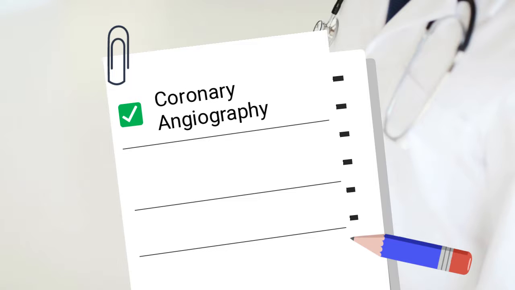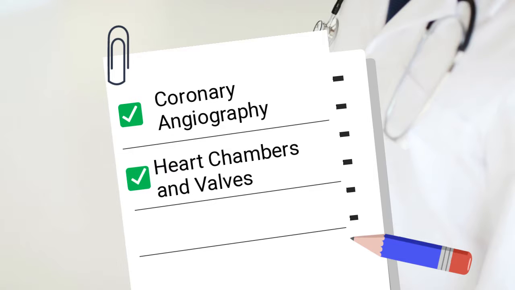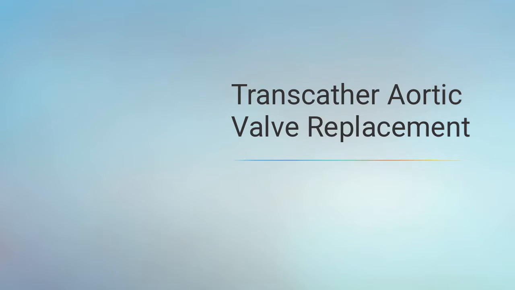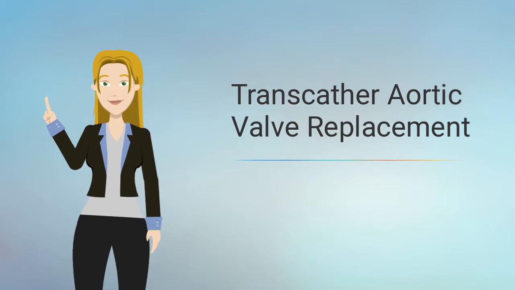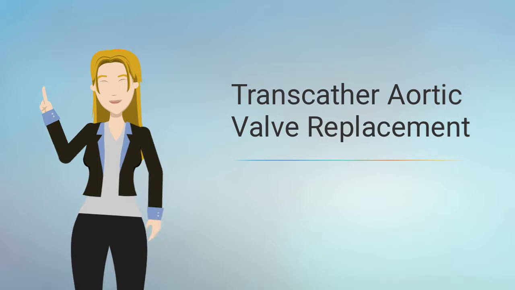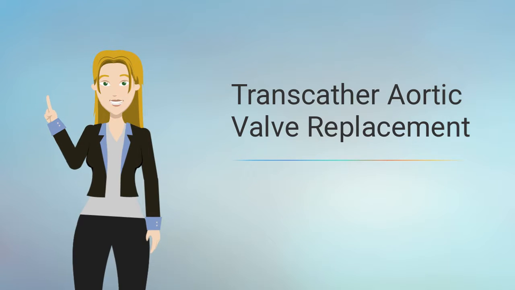1 is to perform a coronary angiography, 2 is to look at your heart chambers and valves, 3 to place a stent in your arteries, and 4 to perform an ablation. Similar to the cardiac catheterization, a transcatheter approach can be used to replace the aortic valve. However, this will not be discussed in this edition of this video.